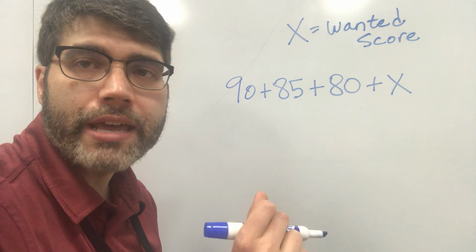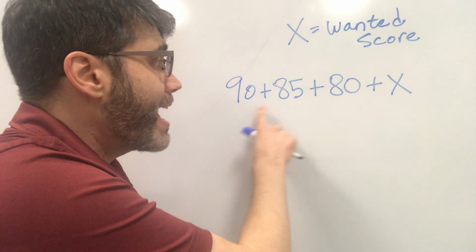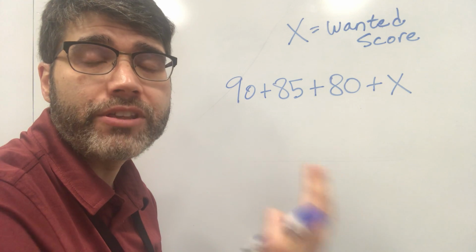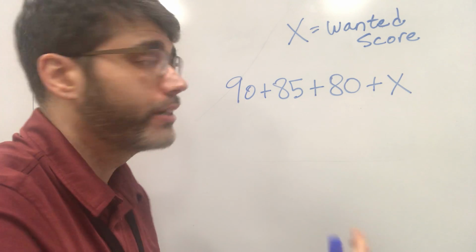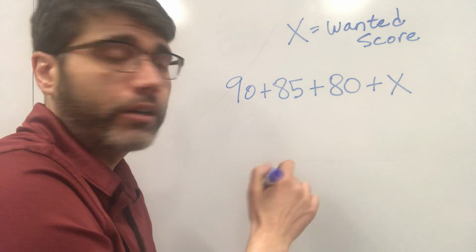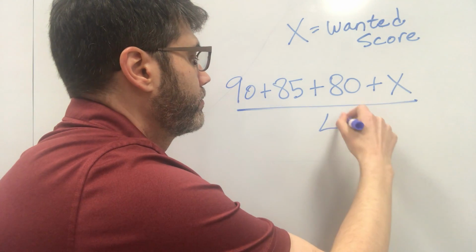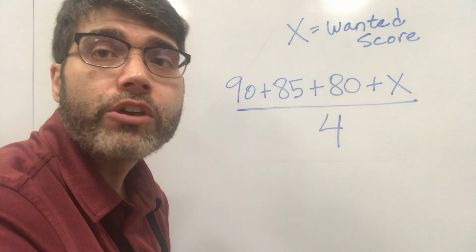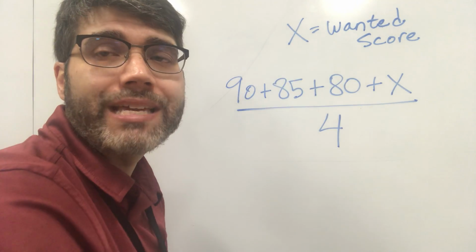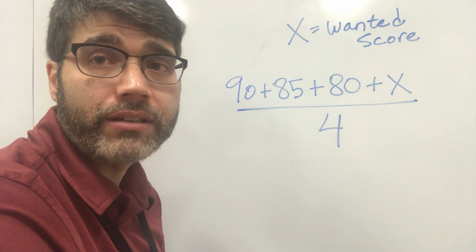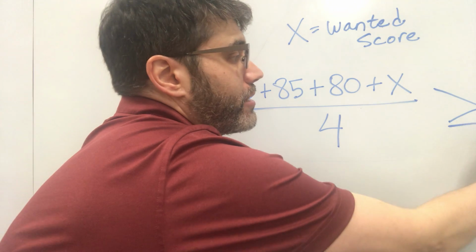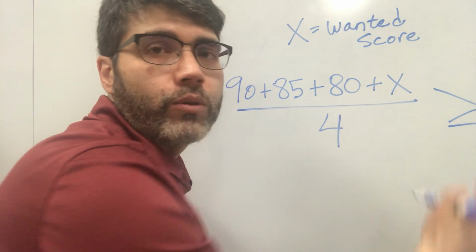In order to get an average, you need to add up all of the scores and divide by the number of scores there are. Since there will be 4 scores, you divide by 4. You want to get this average to be at least an 87. The way that you write at least is greater than or equal to.